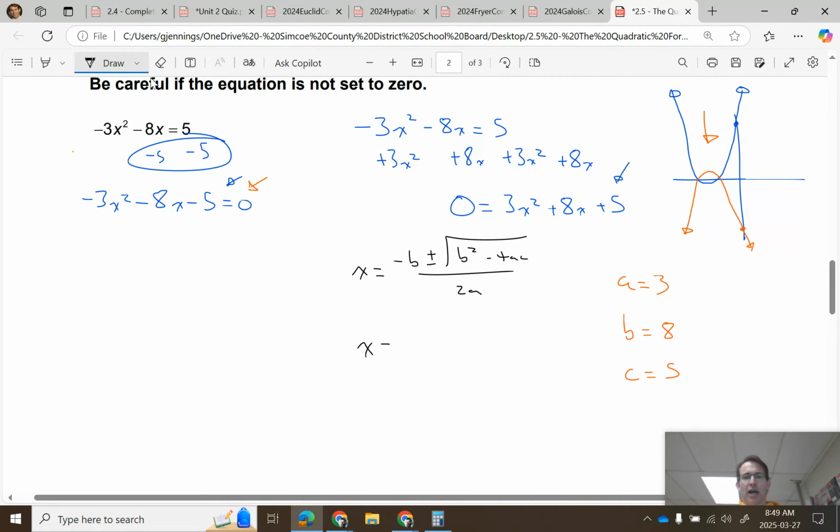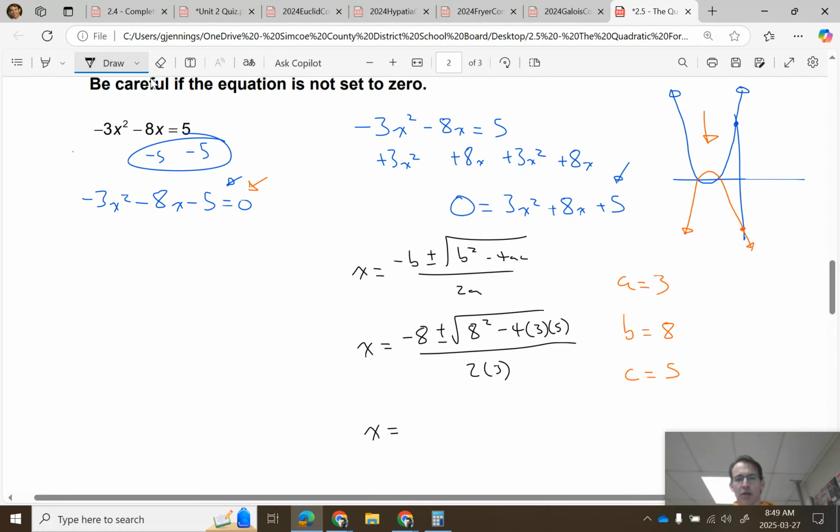All right, so then we go x equals negative 8. Oh, Mr. Jennings, you said substitute into brackets. Okay, okay, sometimes I skip it, okay? When here I know negative bracket 8 is the same thing as negative 8, okay? Plus or minus the square root of 8 squared. Yes, again, brackets don't change nothing. Minus 4. Here brackets matter. 3, 5, over 2 times 3.